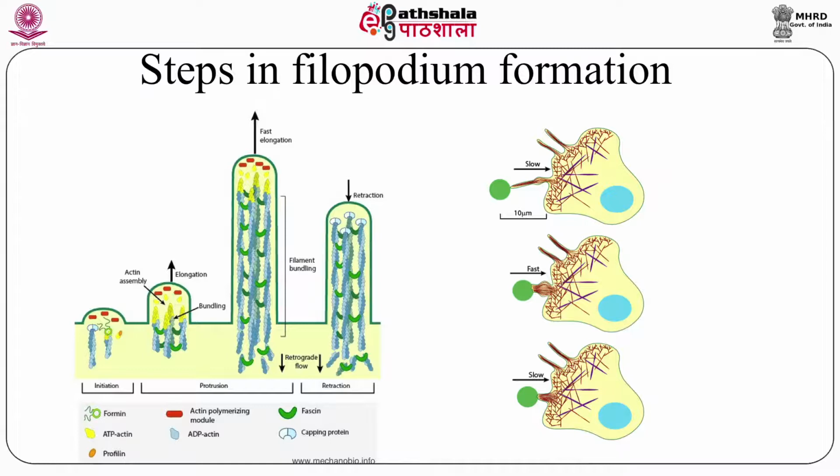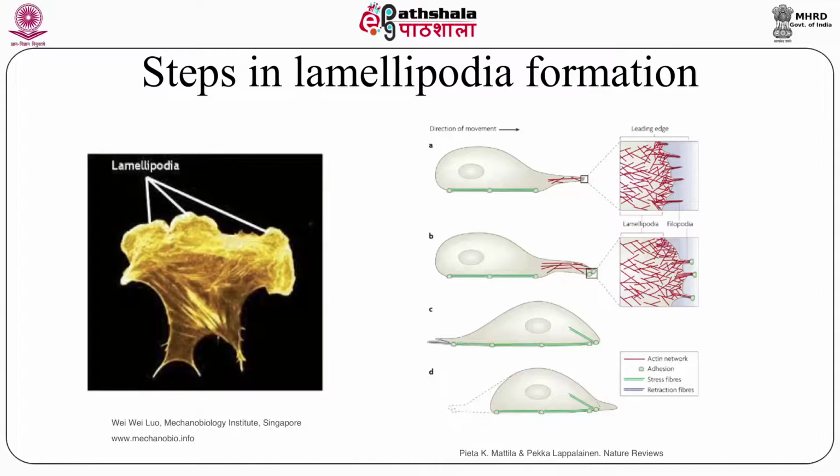Once pulling starts, initial slow movement is followed by a burst of rapid movement that decreases as the object reaches the cell body. After understanding the filopodia formation, let us understand the lamellipodia formation. Lamellipodia are thin sheet-like membrane protrusions found at the leading edge or the front edge of motile cells.